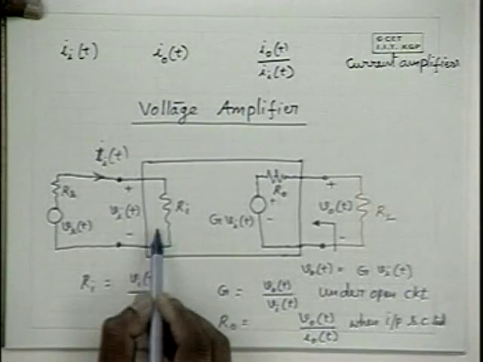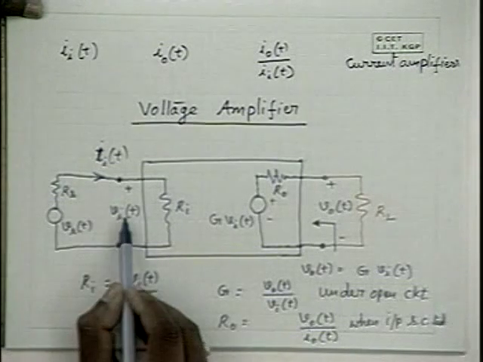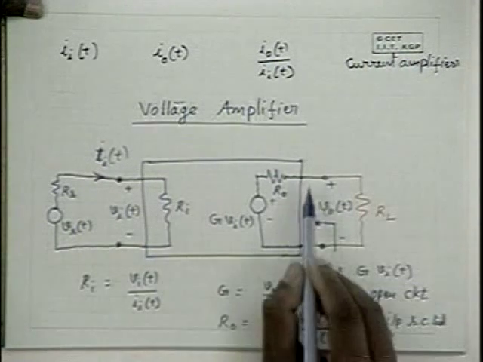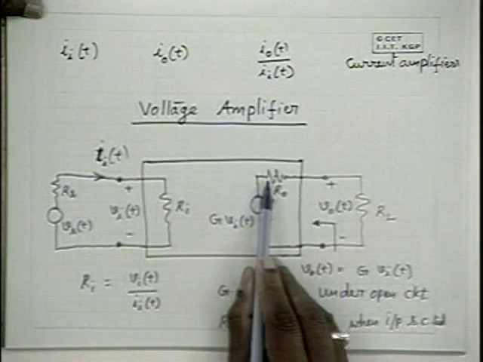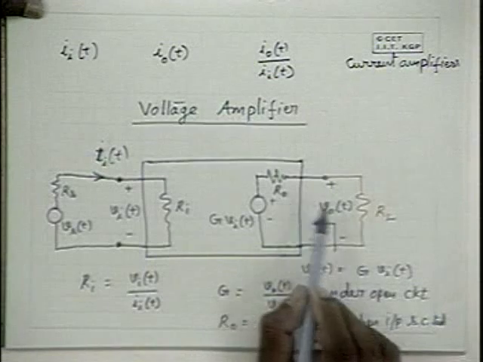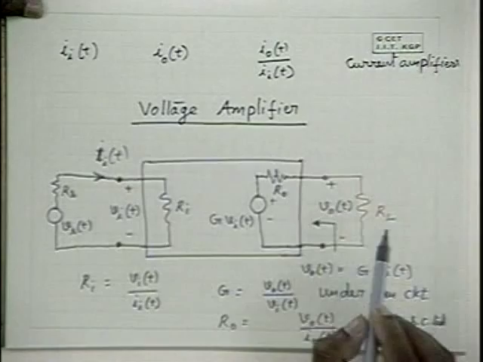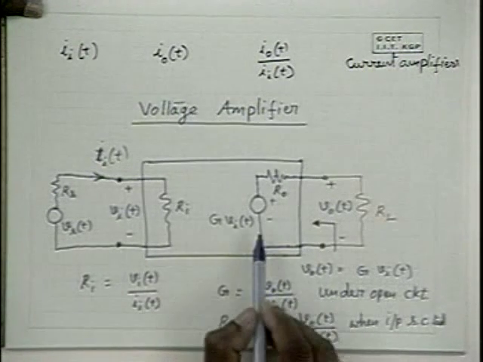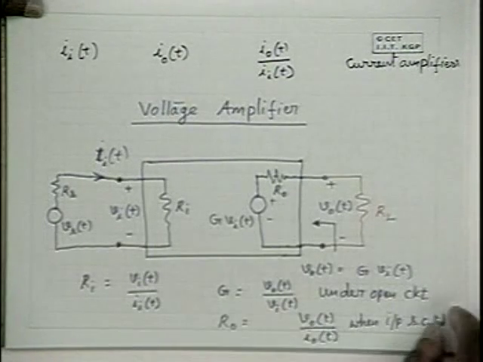By what ratio? Because VST gets divided between Ri and Rs. So VIT is a fraction of VST. And the output voltage is not GVIT. Output voltage is again getting divided between RL and R0, so it is a fraction of GVIT. Hence, the output voltage V0 to VST ratio is going to be less than G. So let us mathematically analyze this problem.